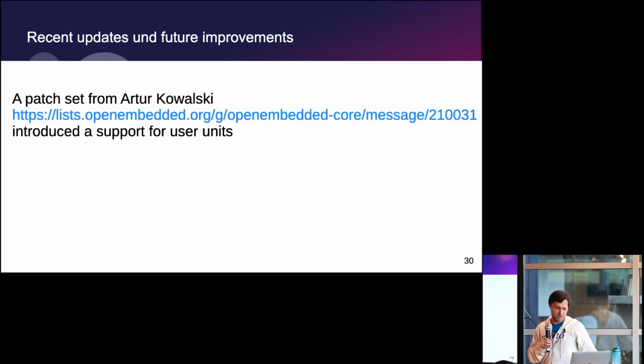So I think last week, no, the week before, so end of January, Artur Kowalski created a patch set, a big set, I think 8 patches, which landed in master last week. Now you can have user units for systemd. So by default, what happened is the systemd class placed all your units under the system space. So now we can handle also user units. Sometimes I think it's practical when you don't want to run everything from the super user. You just have units based on a specific user.